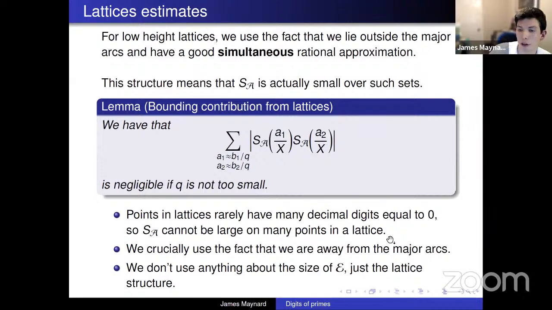So here it's very crucial that we are staying away from the major arcs, because we know that points with simultaneous Diophantine approximations close to a rational with small denominator, where that denominator is a small power of 10, actually contribute a main term. And so here the vital ingredient that we're using is that digital restrictions don't correlate at all with lattice restrictions, and we're outside the major arcs.